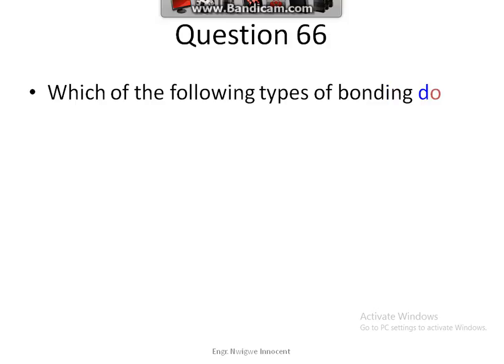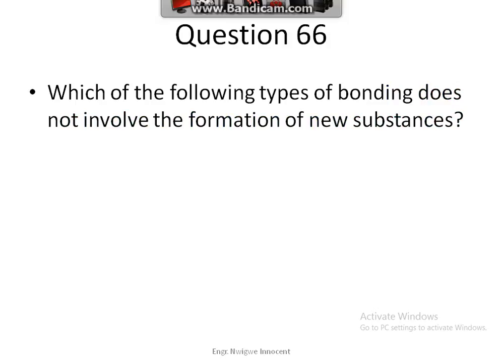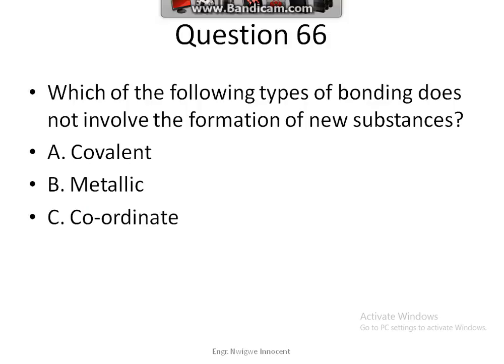Question 66. Which of the following types of bonding does not involve the formation of a new substance? A. Covalent, B. Metallic, C. Coordinate, D. Electrovalent.